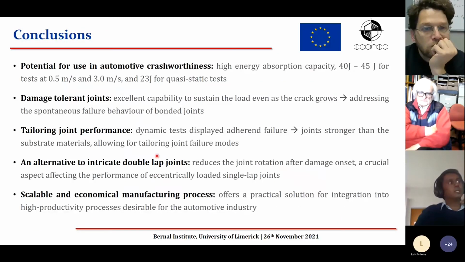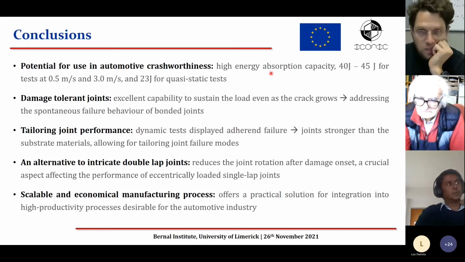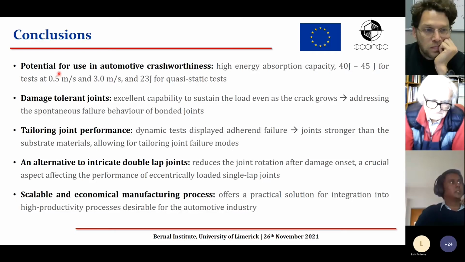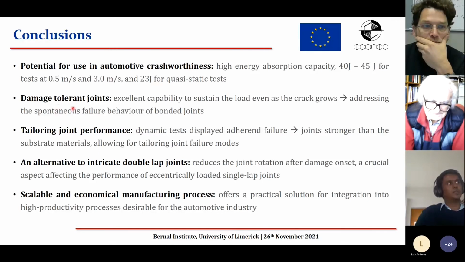Coming to the conclusions, I'll just highlight the major observations during the study. We saw that the interlocking joints have a very high energy absorption capacity, and it shows a potential for use in automotive crashworthiness. One of the major reasons why bonded joints are in use in practical application is the spontaneous failure behavior. But we have shown that interlocking joints have an excellent capability to sustain the load as the crack grows.